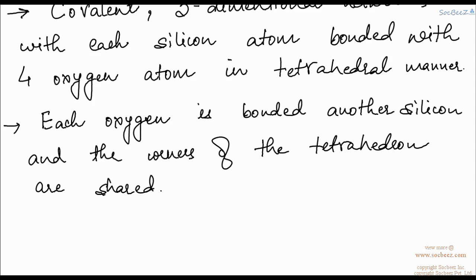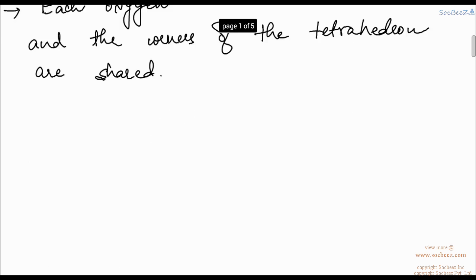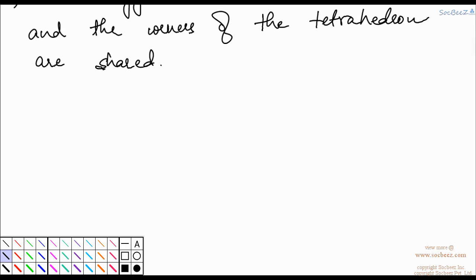So this was the text. Let me explain by drawing the structure. The structure is somewhat like this. We have silicon over here, Si. It is bonded with oxygen, oxygen, oxygen and oxygen. This is the tetrahedral bonding. You can see the tetrahedral bonding, like this would form a tetrahedron.